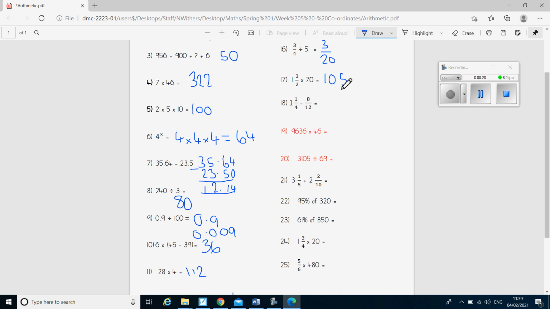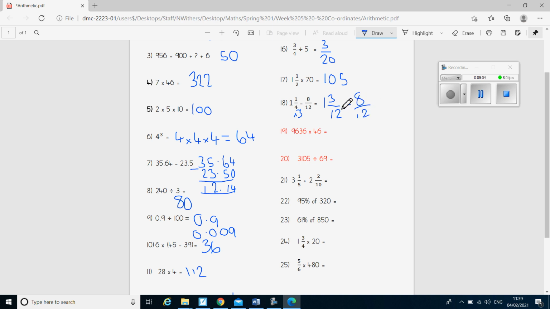Question 18, I've got a mixed number, take away a fraction. First of all, I would convert the fractions to have the same denominators. So my 1 and 1/4 will change, because I'm going to times it by 3 to give me a 12 on the bottom, which means I've got to do the same on the top. So I end up with 1 and 3/12 take away 8/12.